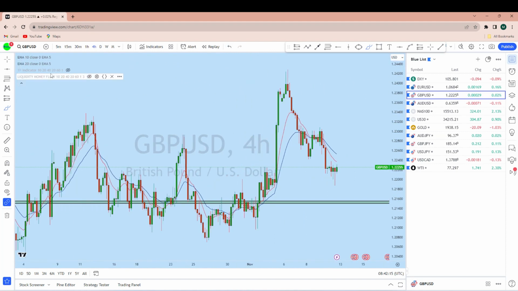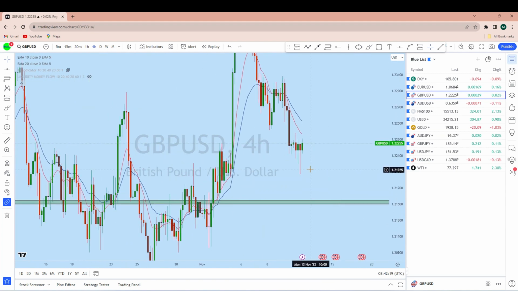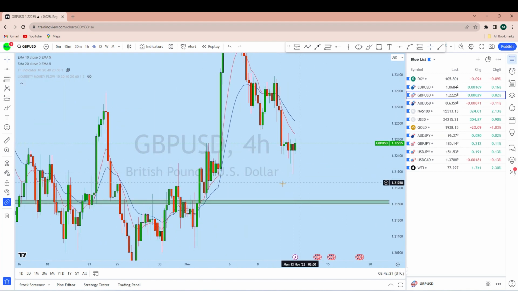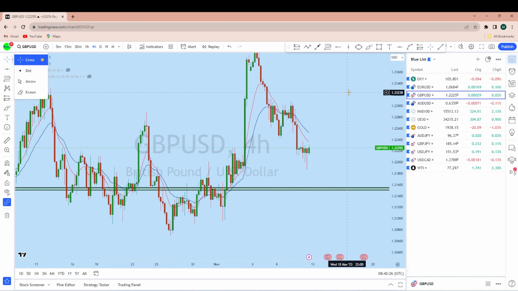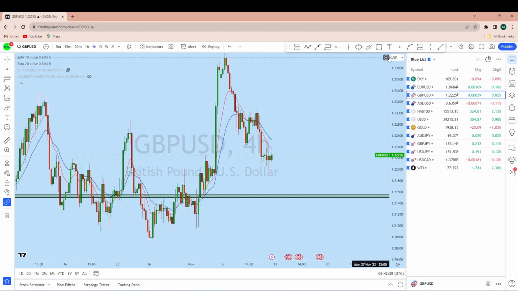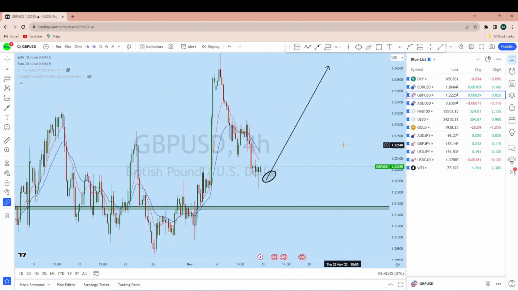Now from the intraday perspective on GBPUSD, we can see that the price is forming long wick dojis in that area, and what we can expect on GBPUSD is for the price to retest this level, and from this level we can expect the price to go ahead and create a new higher high.